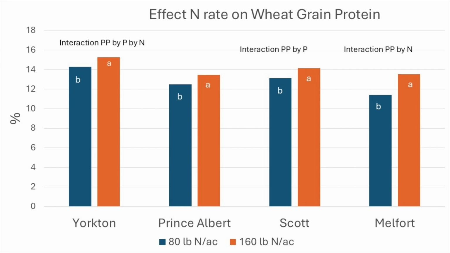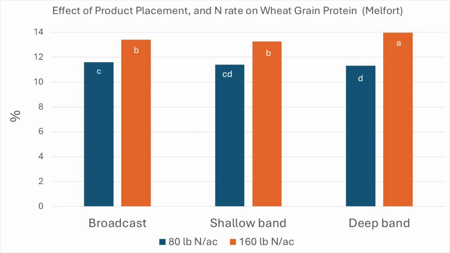At Melfort, there was a significant product placement by nitrogen interaction, which we will check out first before examining the three-way interaction at Yorkton. While increasing nitrogen at Melfort increased grain protein for all the methods of product placement, the increase in protein was greatest when product was deep banded. This implies that deep banding had the highest end-use efficiency and less nitrogen was available to increase the protein when product was either broadcast or shallow banded.